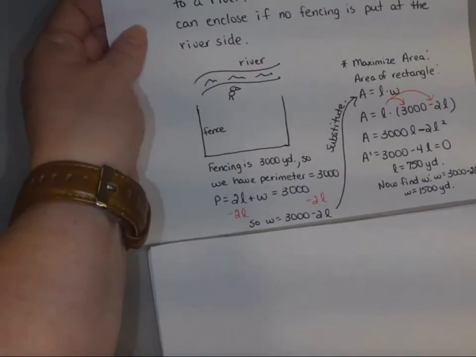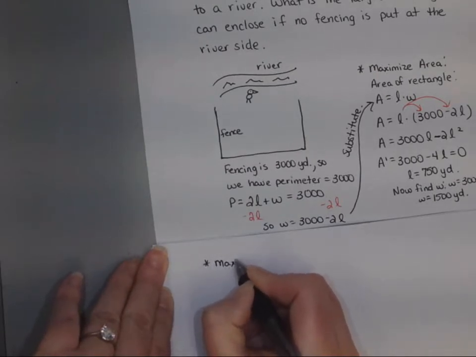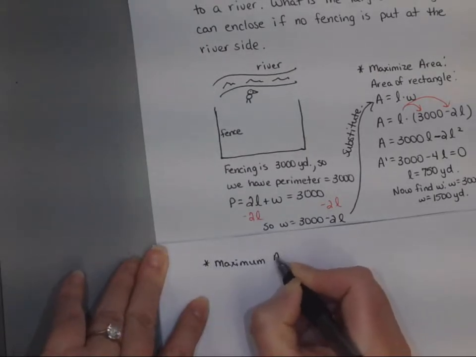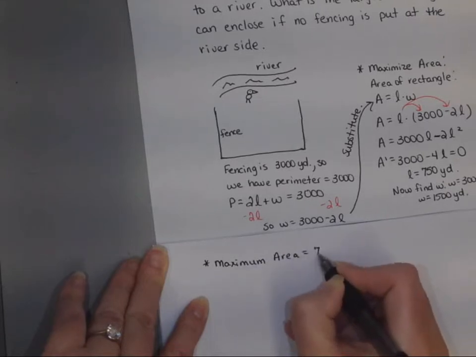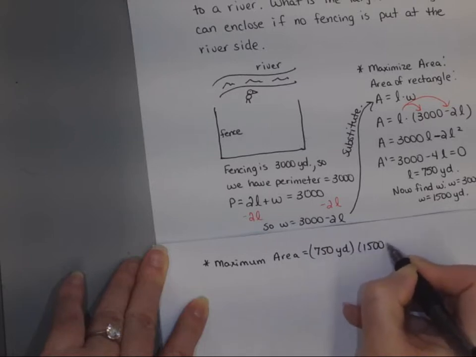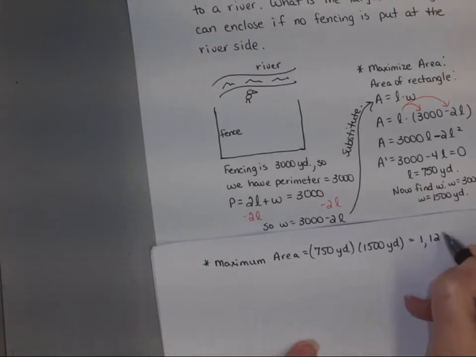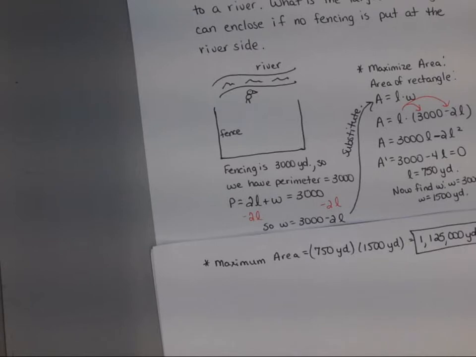So I'm going to give up and go to the next page. So in the end, my maximum area, how would I find it? Yeah, so it would be 750 yards by 1,500 yards. Okay, so the maximum area would be 1,125,000 yards squared. Notice area is literally dimensions squared because you're doing one yard measurement times another.